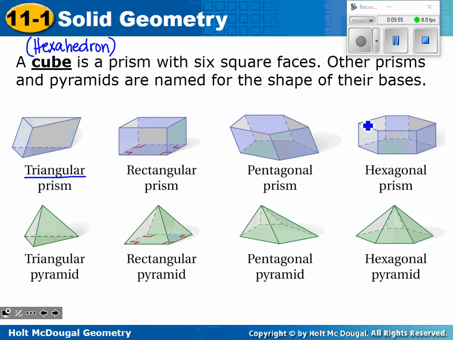So rectangular prism, then notice we're jumping up to those regular polygons. Pentagonal prism, hexagonal prism, you could have an octagonal prism. So you're still going to be calculating those areas to find your volumes and surface area.